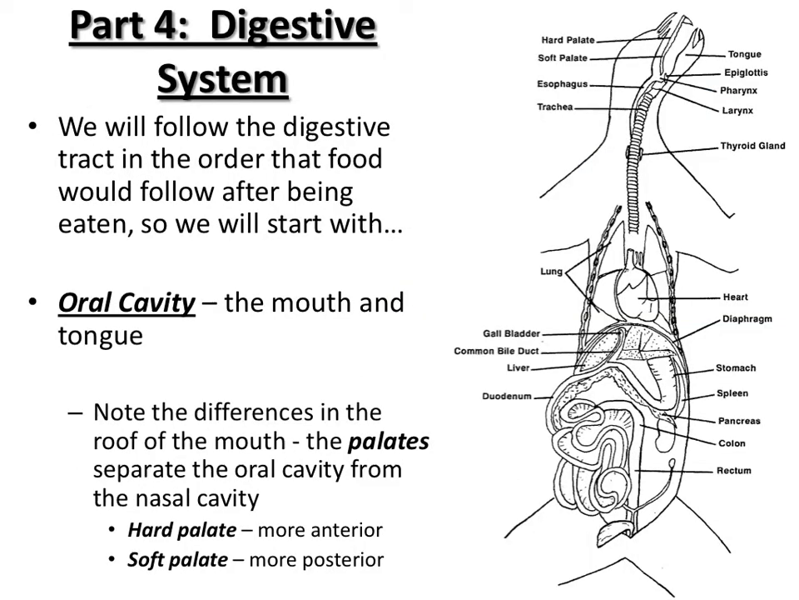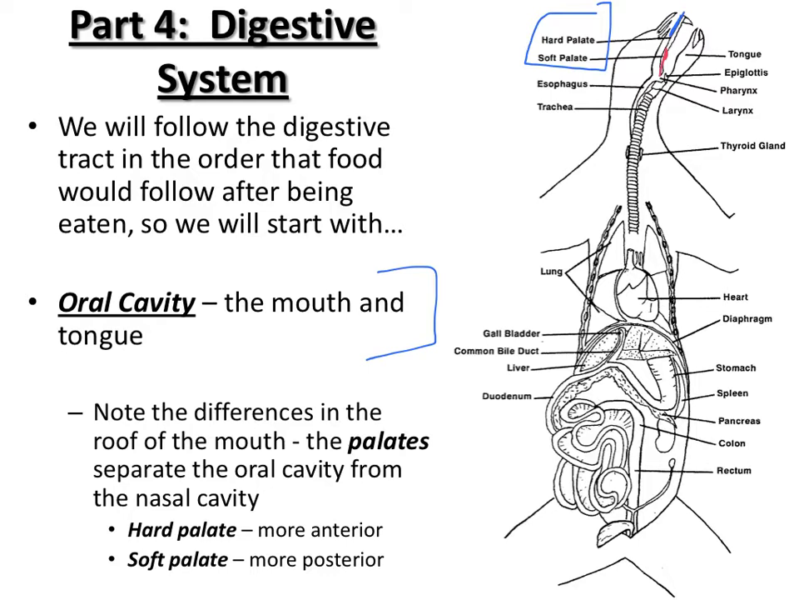Now, the digestive system, we're going to follow the digestive tract. So we're going to start where food would start, which is your mouth, and then go all the way through. The mouth and tongue is your oral cavity, and inside that oral cavity you've got two palates. The palates are the tissue that separate the oral cavity from the nasal cavity above it in your head. You've got a hard palate, which is located more anterior, toward the front of your mouth, and a soft palate that's located more posteriorly, toward the back of your mouth.